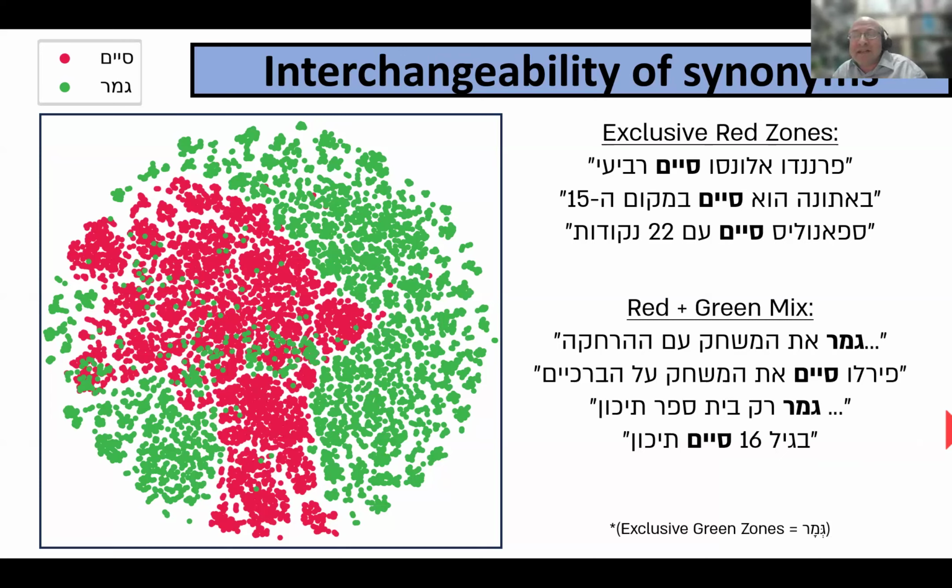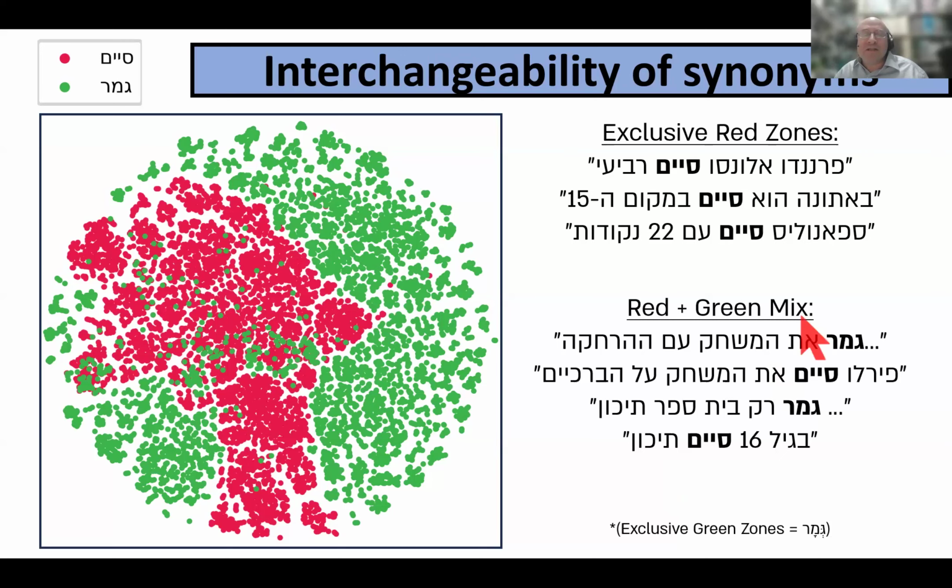Let's look at the difference between the exclusive red and the area where the red and green mix. The area where the red and green mix are cases like gamar et hamischak, he finished the game, or siyem et hamischak, or gamar rak beit sefer tichon, he finished only high school, or begil 16 siyem tichon, at 16 he finished high school.